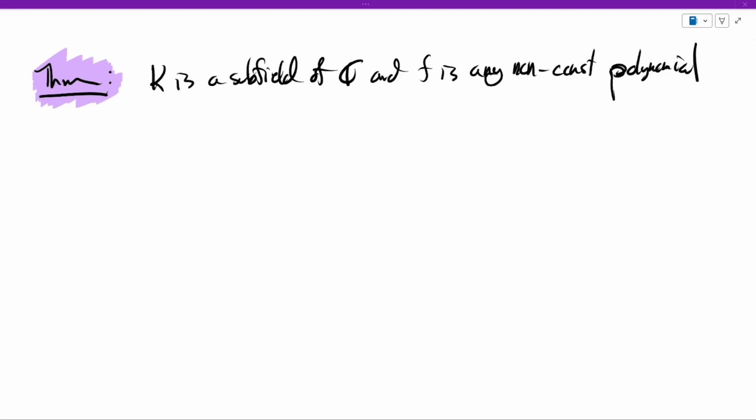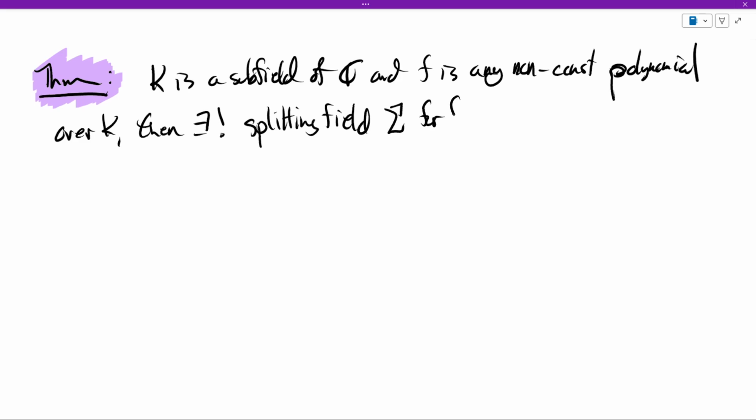Okay, in this video we're going to prove two theorems about splitting fields. Suppose you have a subfield K of C, and f is a non-constant polynomial over K, then there exists a unique splitting field sigma for f over K. Our splitting fields, remember, are subfields of C, so it is in fact unique. It's like unique equals, not unique up to isomorphism, unique equals.